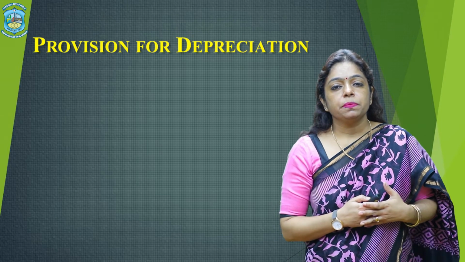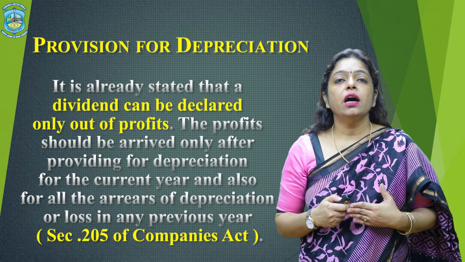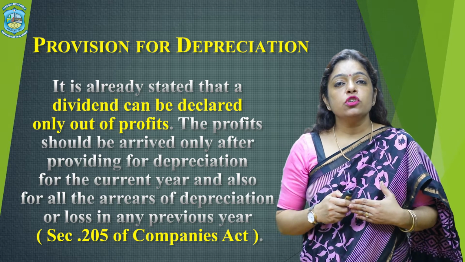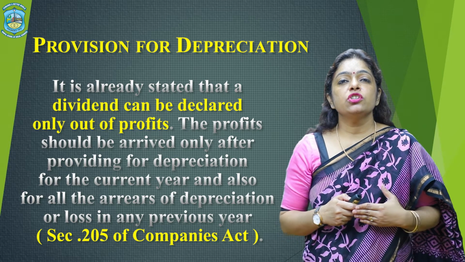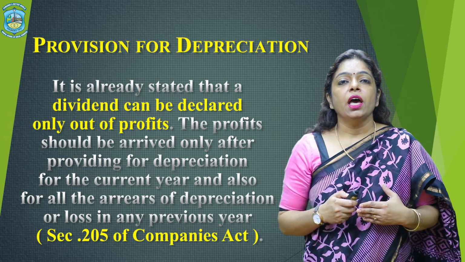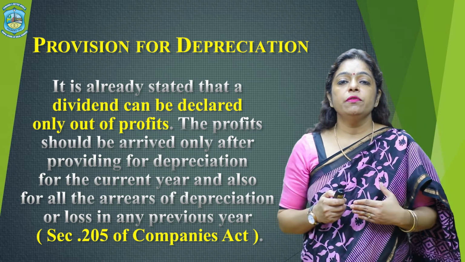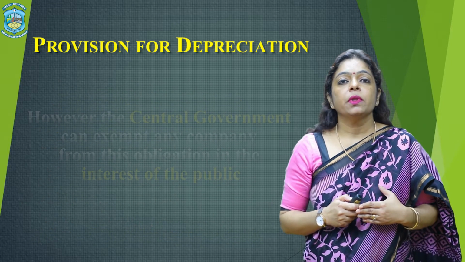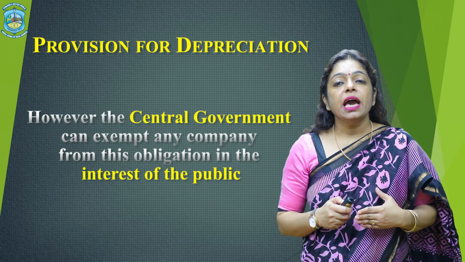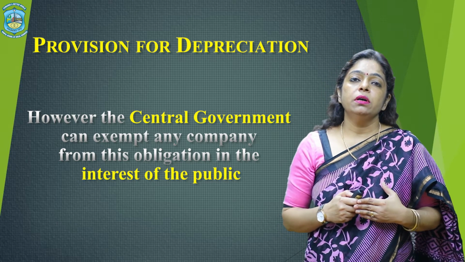Point number 8. Provision for depreciation. It is already stated that a dividend can be declared only out of profits. The profits should be arrived at only after providing for depreciation for the current year and also for all the arrears of depreciation or loss in any previous year. Section 205 of the Companies Act. However, the central government can exempt any company from this obligation in the interest of the public.